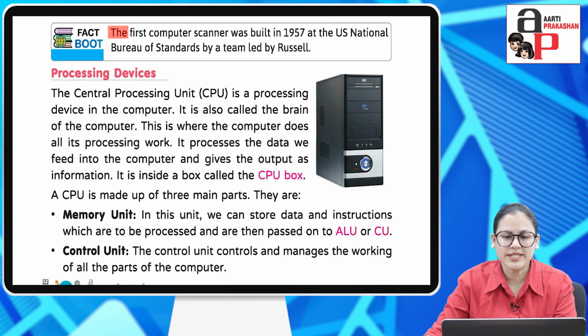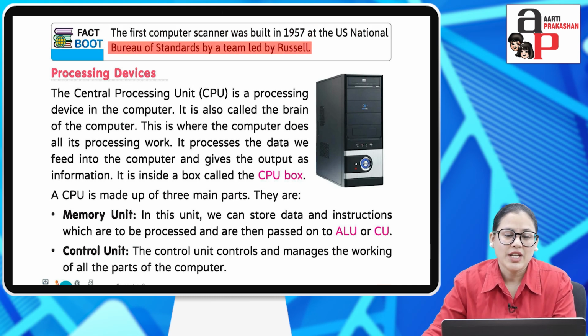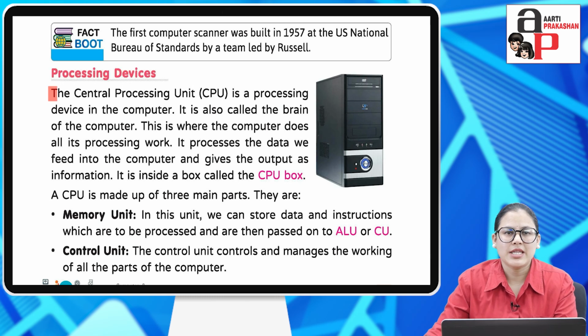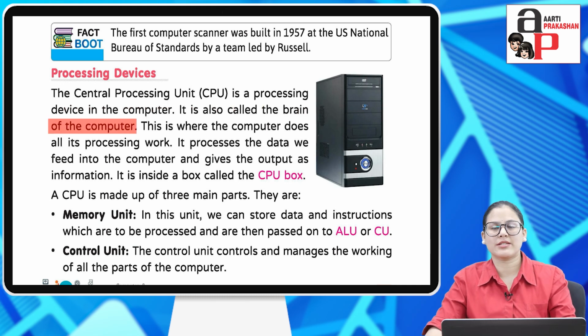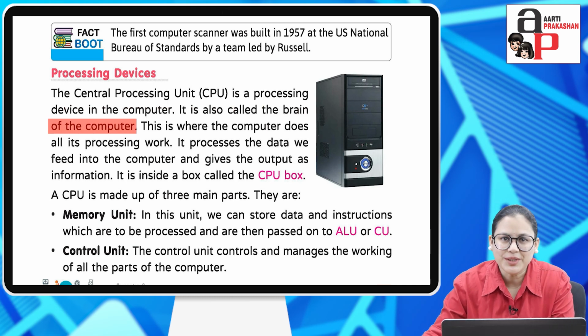Fact boot. The first computer scanner was built in 1957 at the US National Bureau of Standards by a team led by Russell. Now, processing devices. The central processing unit, that is CPU, is a processing device in the computer. Okay, it is also called the brain of the computer. Okay, we already know that CPU is also known as the brain of the computer.